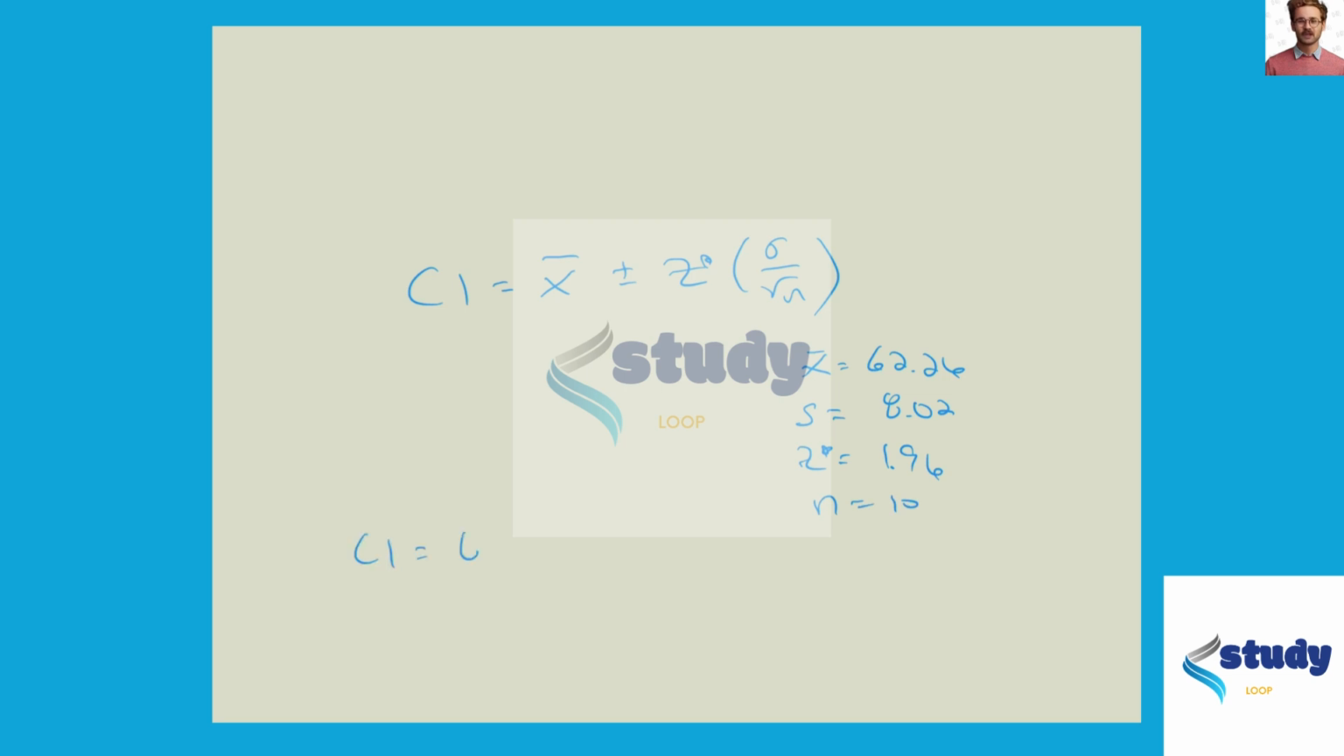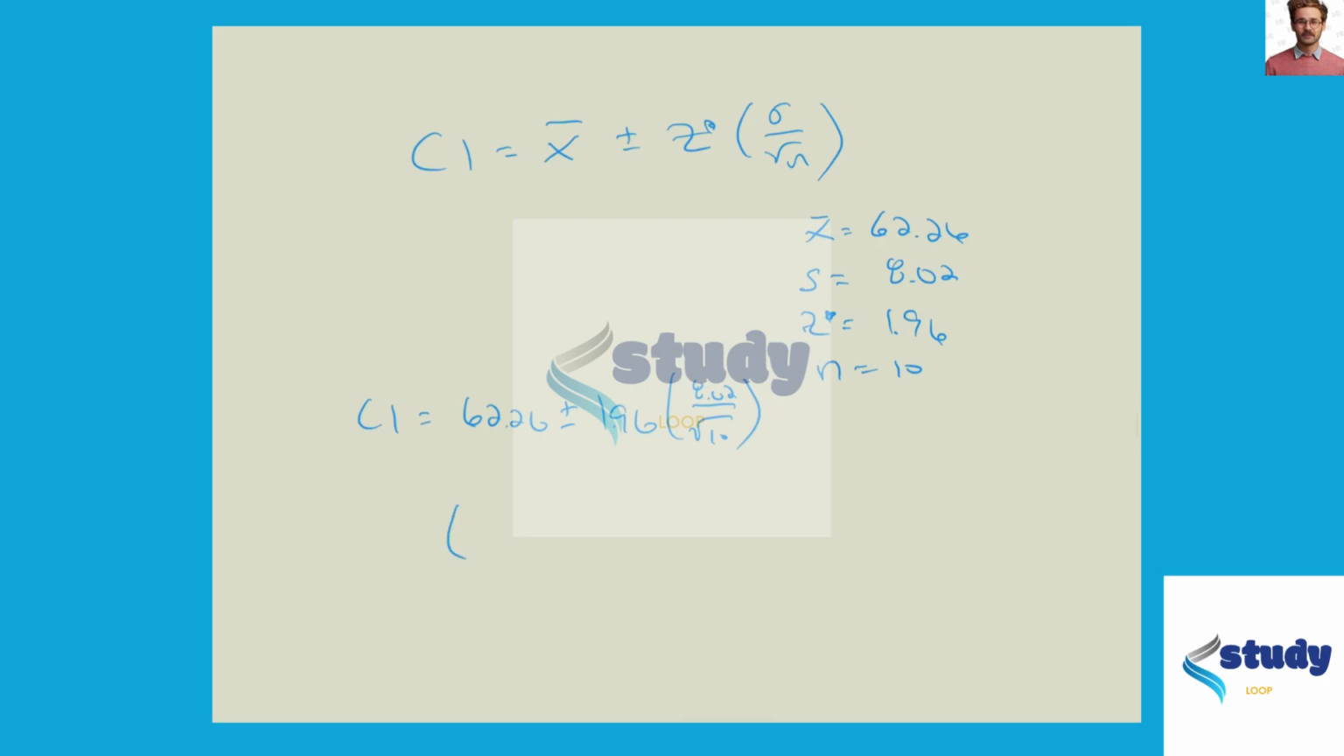So our confidence interval would be 62.26 plus or minus 1.96 times 8.02 over the square root of 10. And we want to round to the nearest hundredth. The lower bound would be found by subtracting: 62.26 minus 1.96 times 8.02 over the square root of 10, which would be 57.29, and our upper boundary, found by adding, is 67.23.